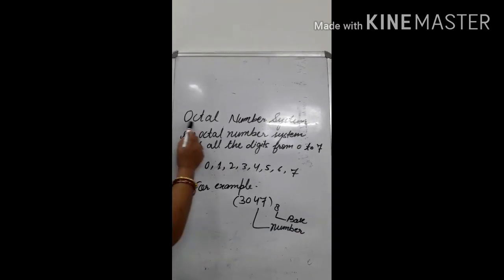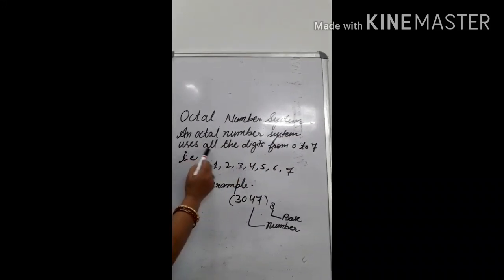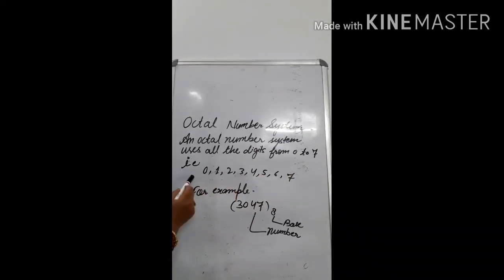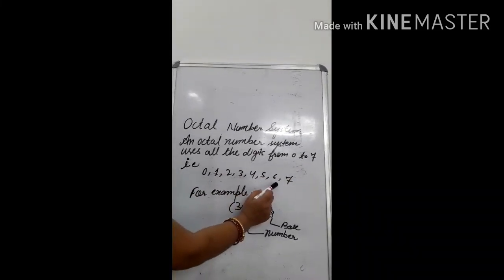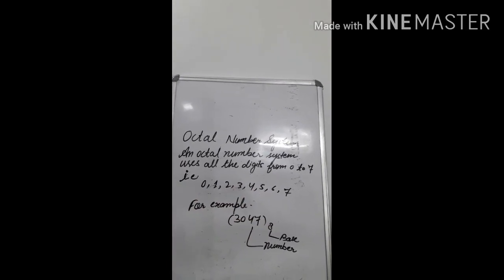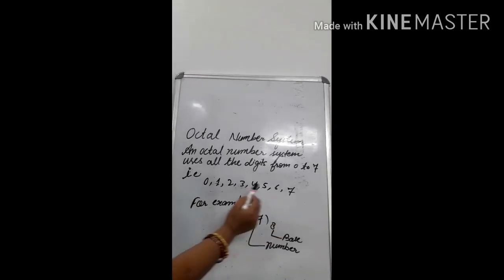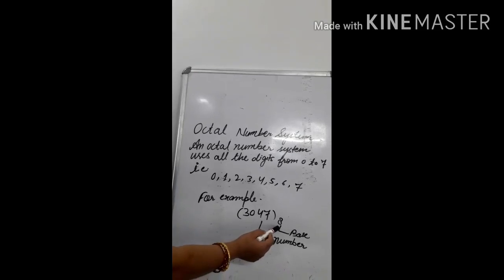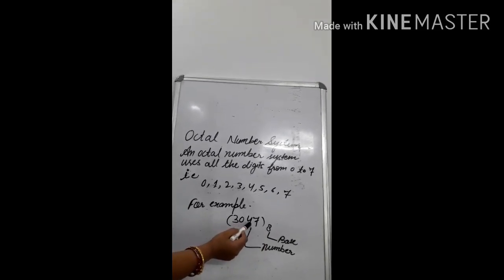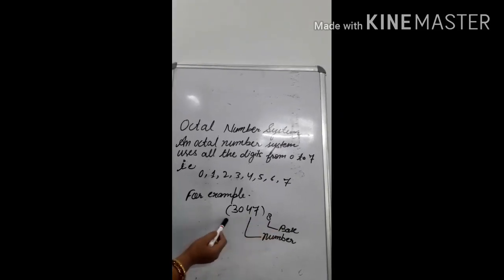Now an octal number system. An octal number system uses all the digits from 0 to 7. That is, 8 different digits are used and the numbers are formed with the help of these digits. An octal number is represented with 8 as the base of the number. For example, 3047 base 8. Here 8 is the base and this is the number.